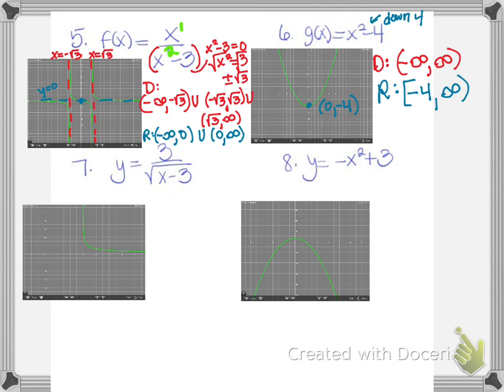In fact, while we're doing that one, let's take a look at number 6, because that's also a quadratic function. So your domain is going to be all real numbers, negative infinity up to infinity.